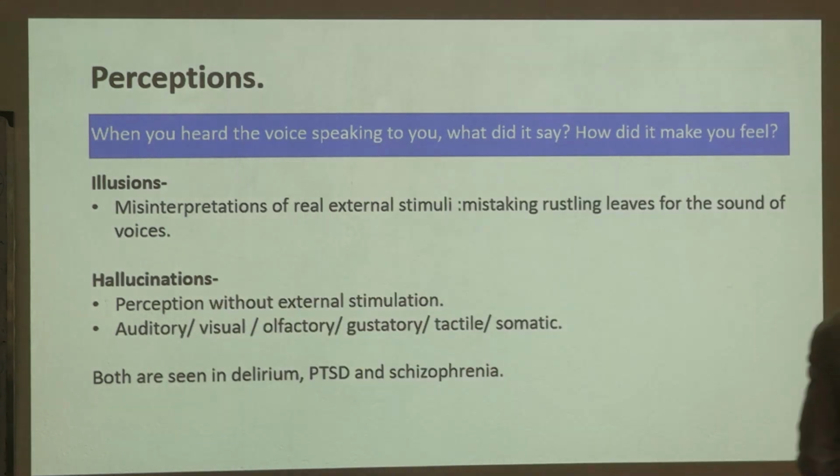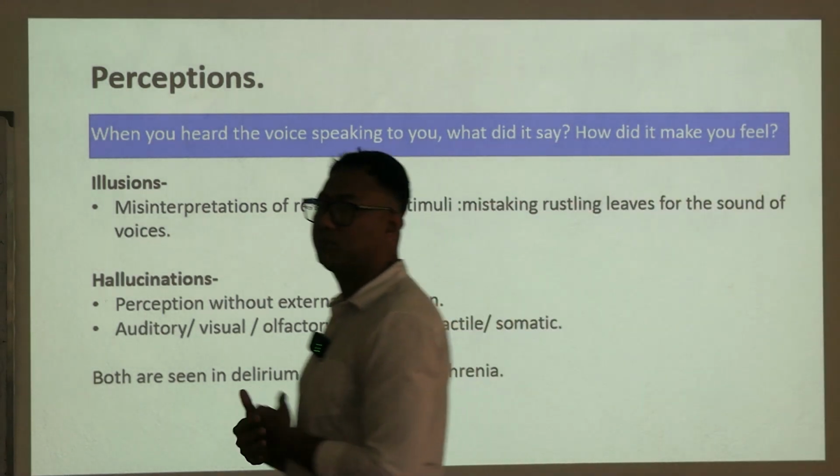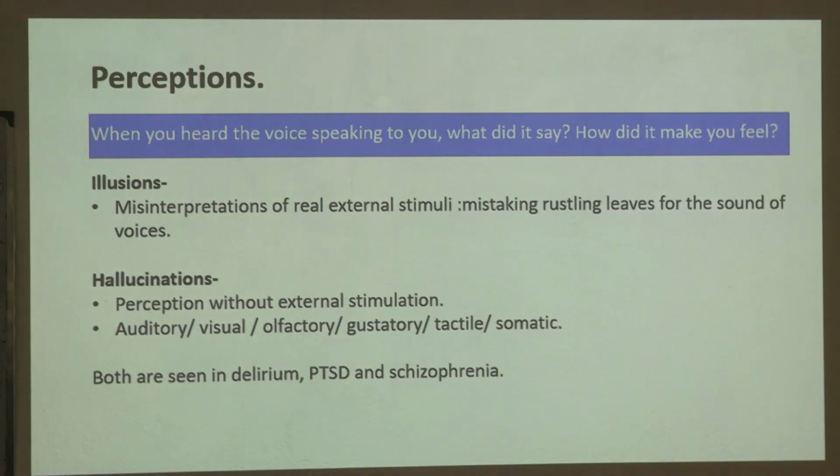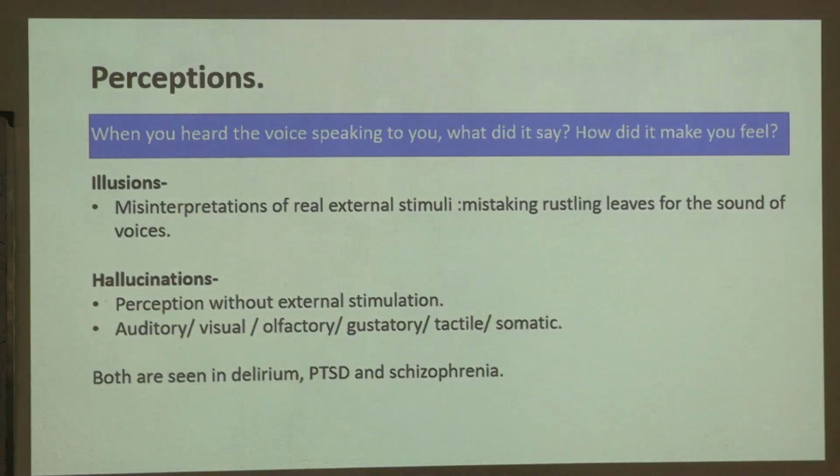Okay, both are seen in schizophrenia, delirium, PTSD. What is PTSD? Post traumatic stress disorder. Okay, post traumatic stress disorder, কারোর near and dear ones কেউ মারা গেছে, lost someone, ওকে, সো পোস্ট ট্রমাটিক স্ট্রেস, সেখানে এই ধরনের ঘটনা ঘটতে পারে। ঠিক আছে, হ্যালুসিনেশন, অডিটরি ভিজুয়াল হ্যালুসিনেশন খুব কমন। In schizophrenia it is a hallmark feature.